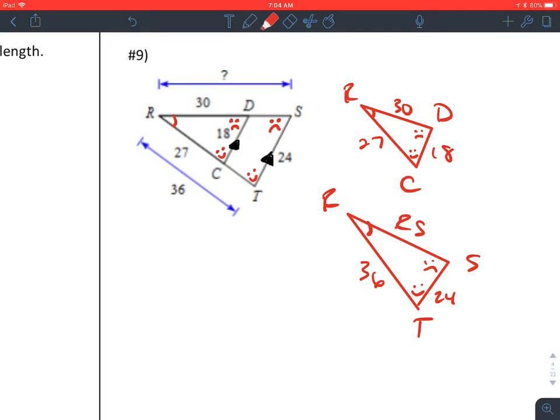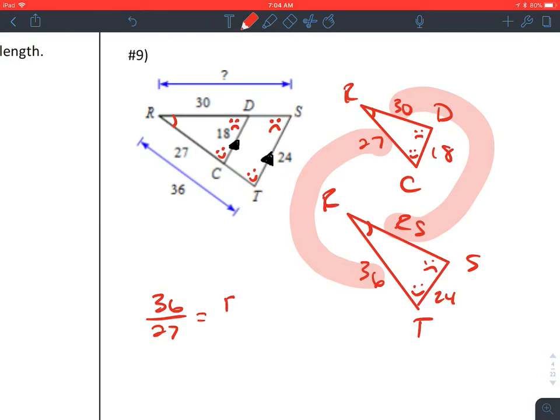Once again, different proportions you can set up. You can do this in lots of ways. I'm going to go 27 and 36 and RS and 30. So I'm going to do the bottom triangle, RST on top. So 36 is to 27 as RS is to 30. Once again, there are so many different proportions you could write for this that are true.